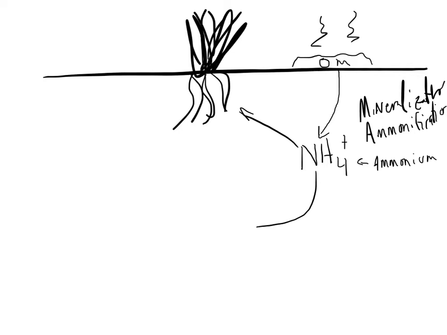The next stop is this form, NO2-. Okay, we call this nitrite. Nitrite. Now, nitrite isn't taken up by plants. It's an intermediate form, and this process that we're traveling along now is called nitrification. Nitrification.